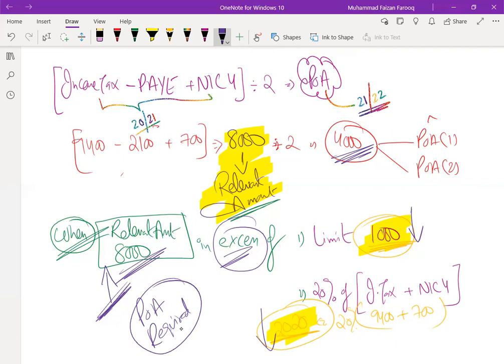We will compare it first with the limit, which is 1,000. Then we will compare it with the 2020, which is the formula's answer. And we will say yes, the relevant amount is in excess of both of them. So the company is required to pay its taxes in the form of POA. And how to calculate POA? We already know. Any problems? No. Please note it down.